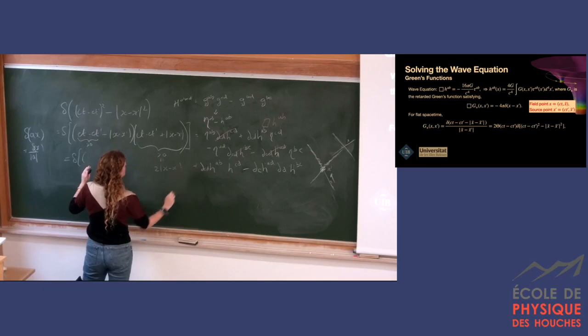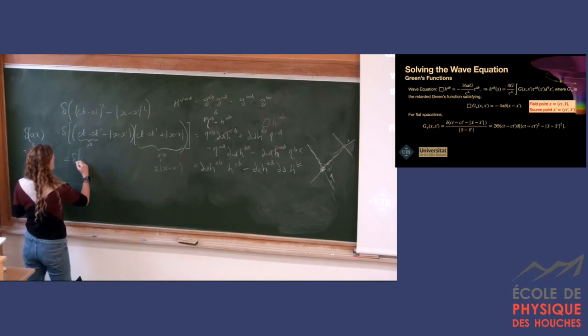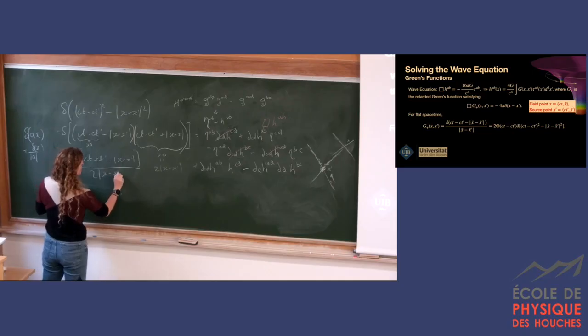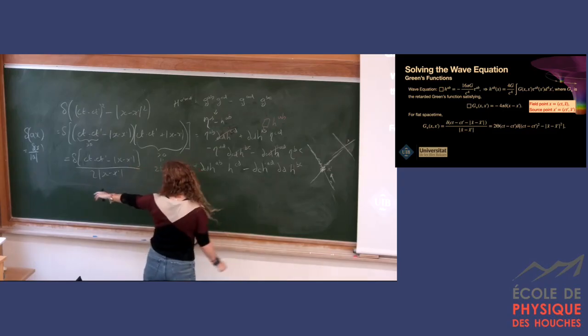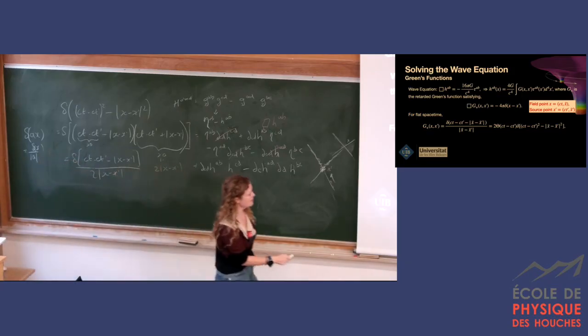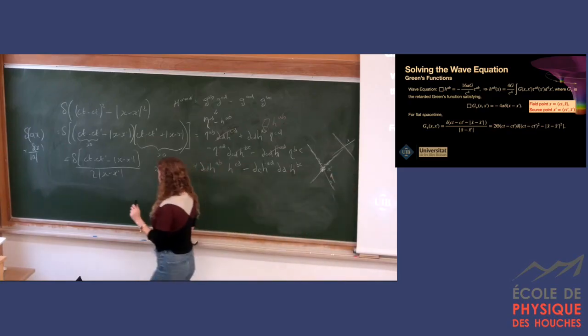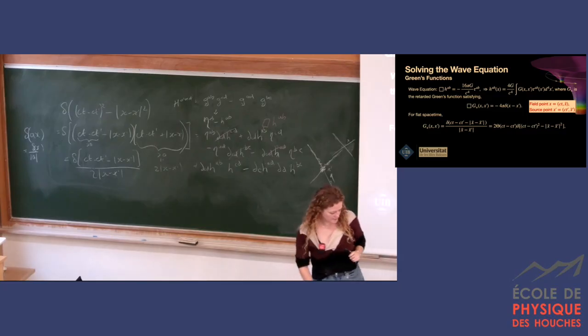Which means this is actually equal to 2 times the magnitude of x minus x prime. Now I have a 2 times the magnitude of x minus x prime over this, so this is just going to be delta of ct minus ct prime minus the magnitude of x minus x prime, divided by 2 times the magnitude of x minus x prime. And then I have the 2 above here to cancel it out, and I'll be left with this. And the step function is just telling you if you're retarded or advanced. Everyone knows step functions: it's equal to 1 when this is positive, and equal to 0 when it's negative.